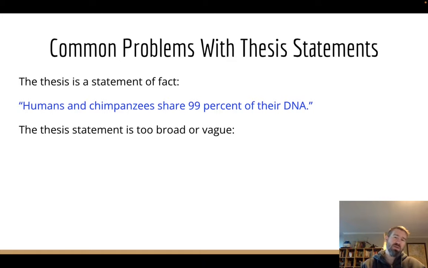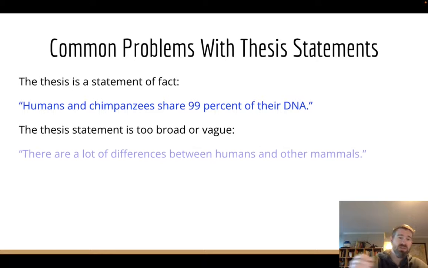Another problem is that the thesis statement is too broad or too vague. So in this case, there are a lot of differences between humans and other mammals, and yes, I see things like this all the time. It's true, there are a lot of differences. What is the implication or the importance of thinking about these differences? Or let's just talk about some specific differences and why they're important to think about.